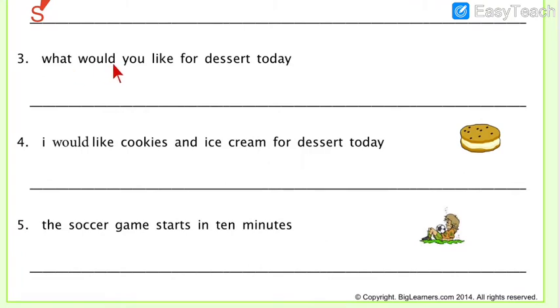Similarly, next is, what would you like for dessert today? What is this? It is a question. What would you like for the dessert today? You will say, I would like to have ice cream or I would like to have a milkshake for dessert. That means you will give the answer for this question, right? So it is clearly seen that this is the question being asked to you, what would you like.